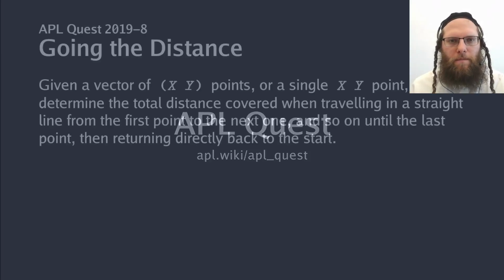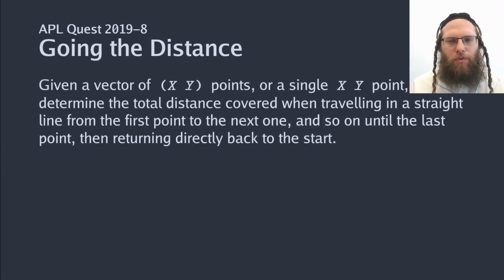Hi. Now we're going to compute how far it is to go along a path that is given as a set of points, including looping around and back to the first point from the last one. So it's going around in a loop. It doesn't actually matter where we start. It doesn't matter the direction either. It's just the total distance.